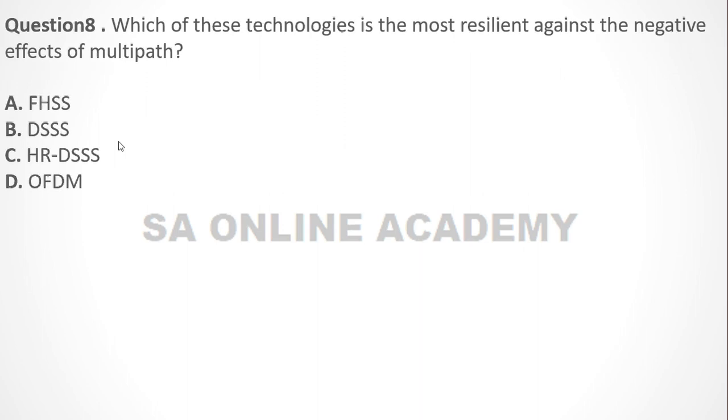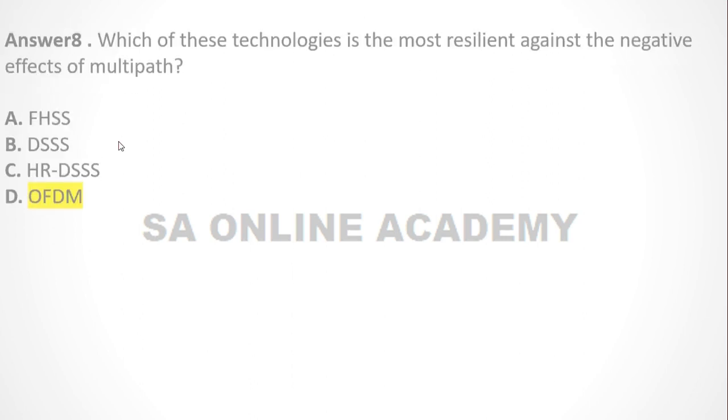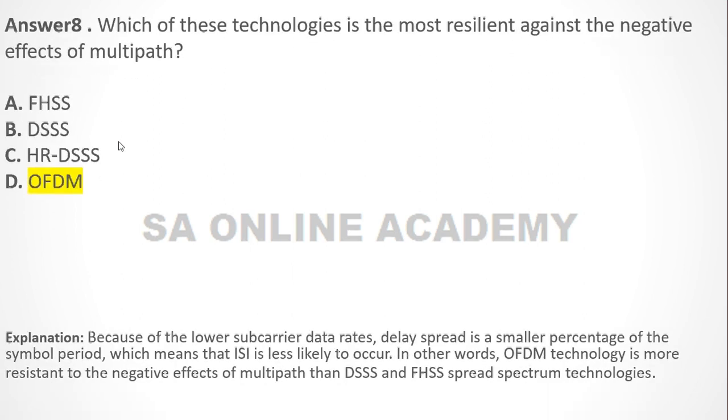Question 8: which of these technologies is the most resilient against the negative effects of multipath? Options are A, FHSS; B, DSSS; C, HR-DSSS; and D, OFDM. The correct answer is OFDM, because of the lower subcarrier data rates, delay spread is a smaller percentage of the symbol period, which means that ISI is less likely to occur. In other words, OFDM technology is more resistant to the negative effects of multipath than DSSS and FHSS spread spectrum technologies.